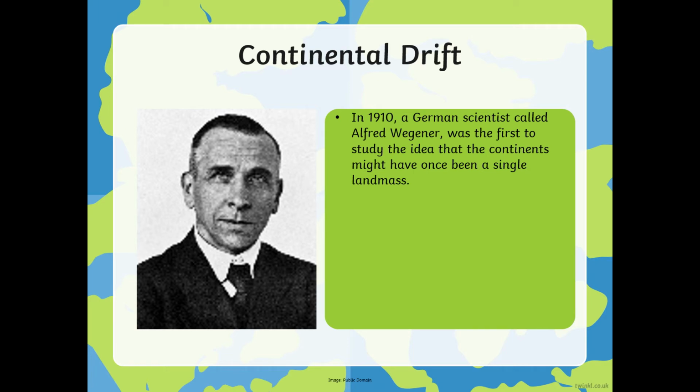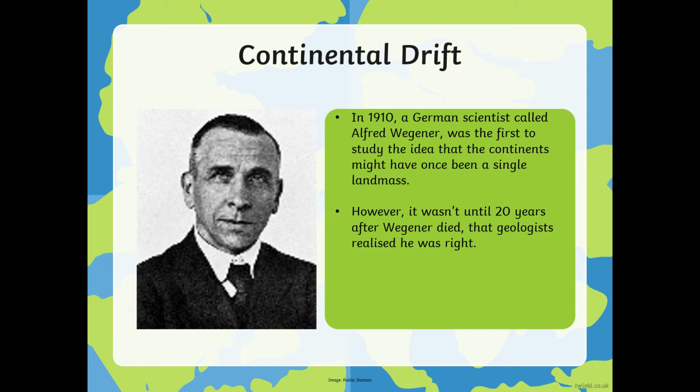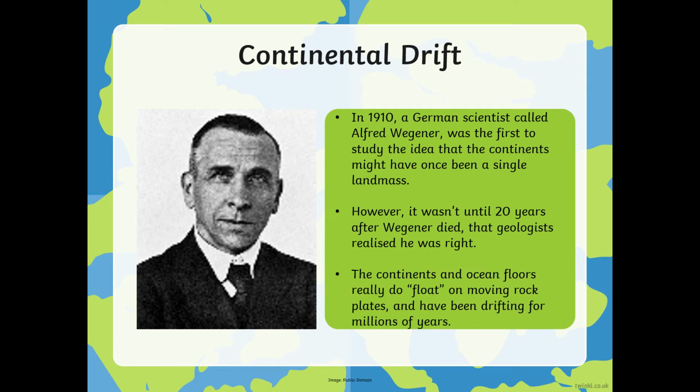In 1910, a German scientist called Alfred Wegener was the first person to study the idea that there could have been a single landmass. But it wasn't until long after he died that he was proven right. Often in science, it takes a while before your ideas are accepted, especially if they're very different from what came before. The continents and the ocean floor beneath them really do float on the moving rock, and they have been drifting, but very, very slowly, for millions of years.